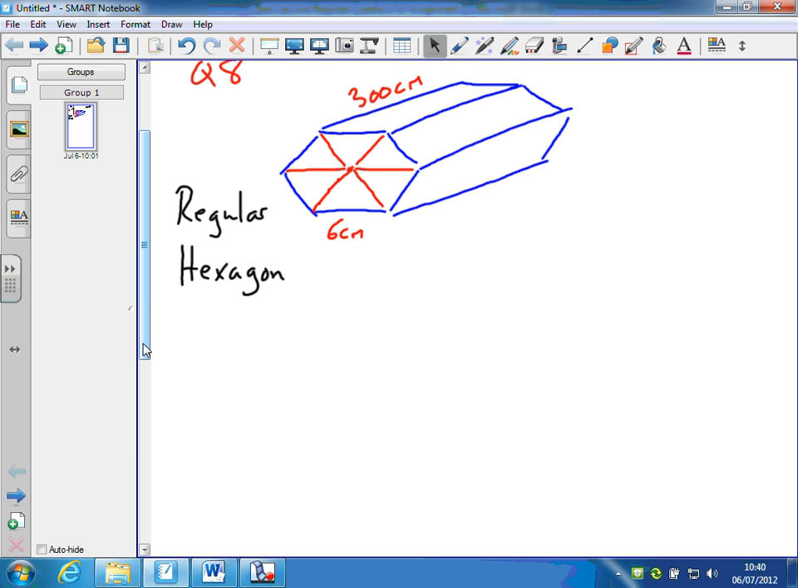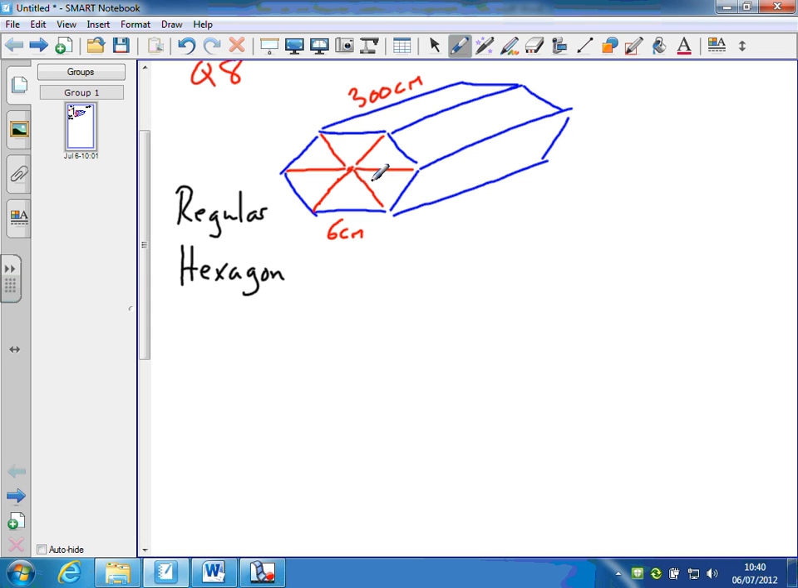If we look at this end of the hexagon, we can draw in some lines to divide the hexagon up into 6 equal parts like that. And because it's regular, each of these angles in the center must be the same. So if we divide 360, which is the whole turn, by 6, we get 60 degrees in the middle. So we can draw a triangle.